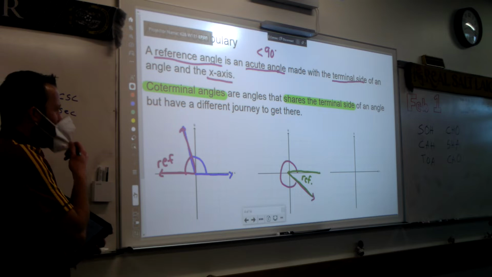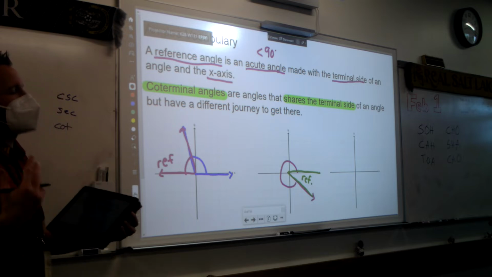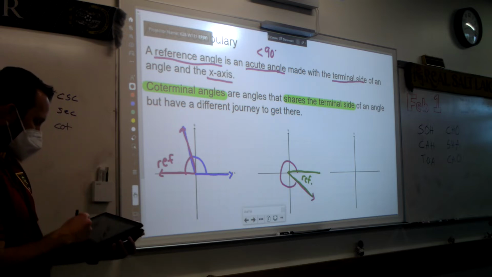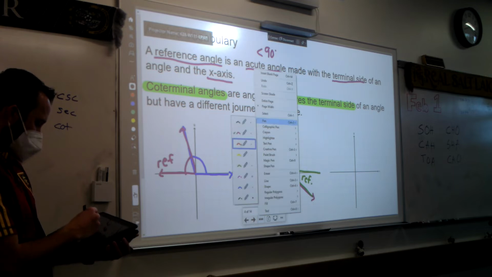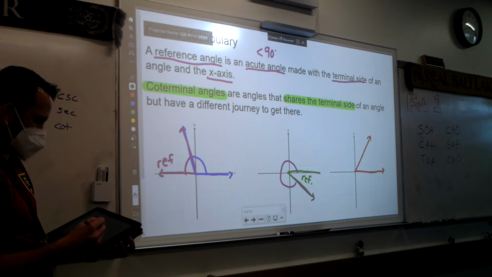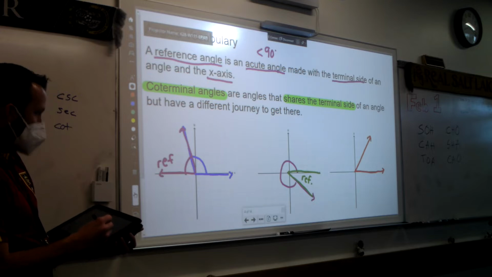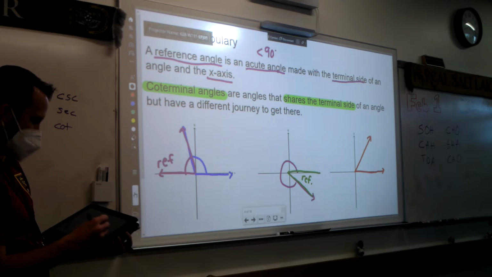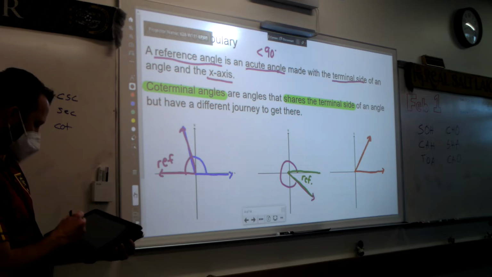So the idea here is we want to end at the same place. We all want to end at 7-Eleven, but we want to get there a different route. Let me show you an example here. Let's say this is my angle right here. Now this is my terminal side right here. You can't see when I'm hovering like that. This is my terminal side.